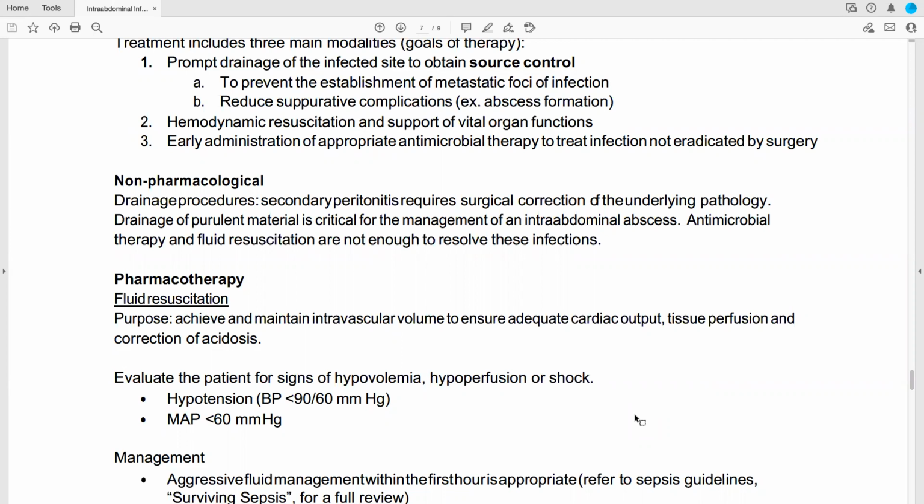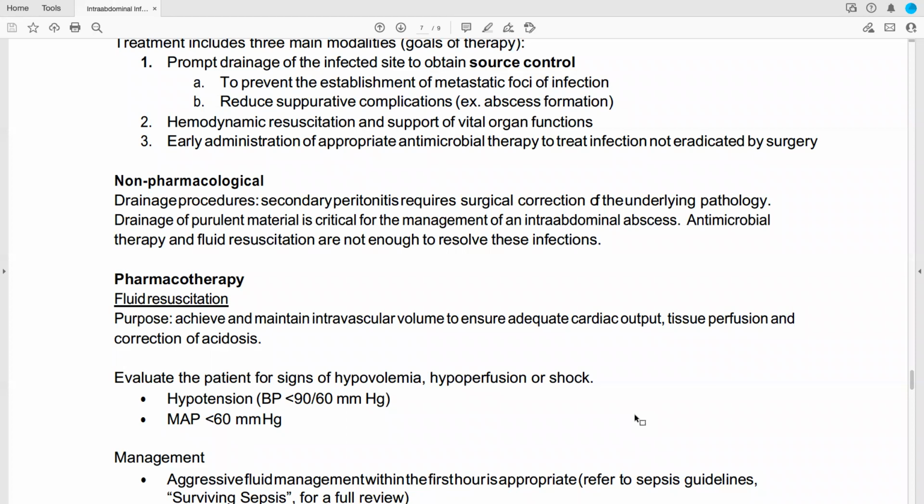So for non-pharmacological options, secondary peritonitis requires surgical correction of the underlying pathology. Drainage of that purulent material is critical for the management of the abscess. So if they have an abscess, you want to make sure you drain the abscess. If they have secondary peritonitis, or say they have appendicitis, you want to remove that appendix if it hasn't been removed, or if the appendix has been removed, then you want to go in and fix whatever it is that caused those contents to leak into that space. So for secondary infections, you want to go back to whatever that primary site is and fix that issue. For abscesses, you want to make sure you drain.